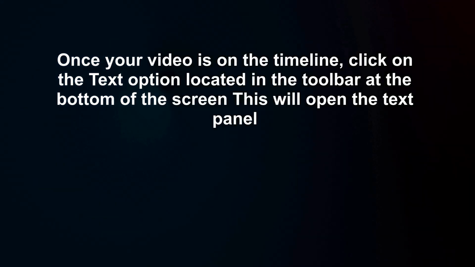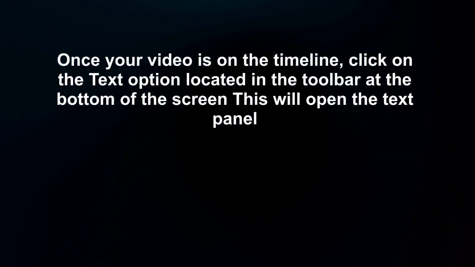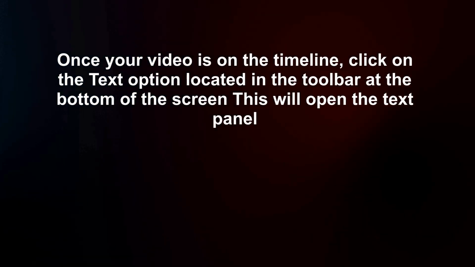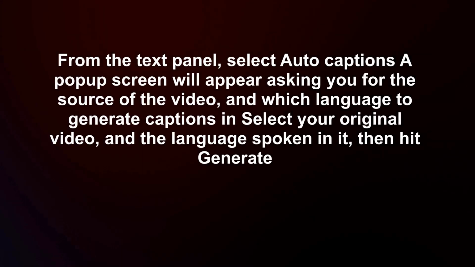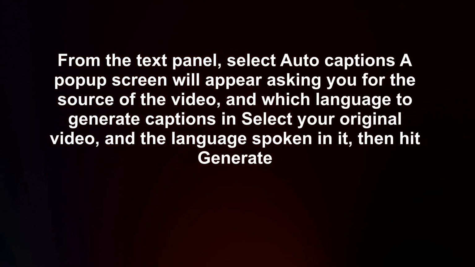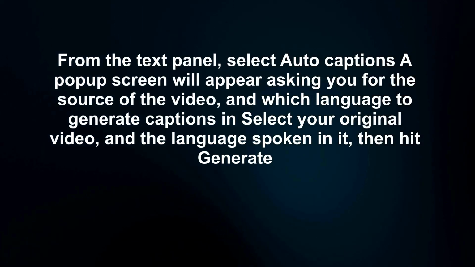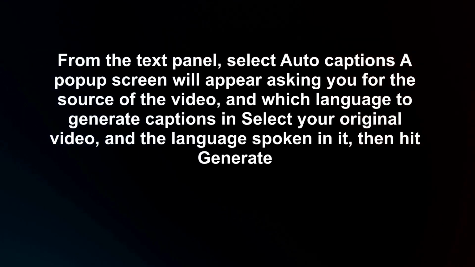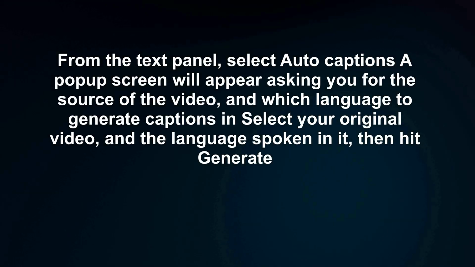Once your video is on the timeline, click on the text option located in the toolbar at the bottom of the screen. This will open the text panel. From the text panel, select Auto Captions. A pop-up screen will appear asking you for the source of the video and which language to generate captions in. Select your original video and the language spoken in it, then hit Generate.